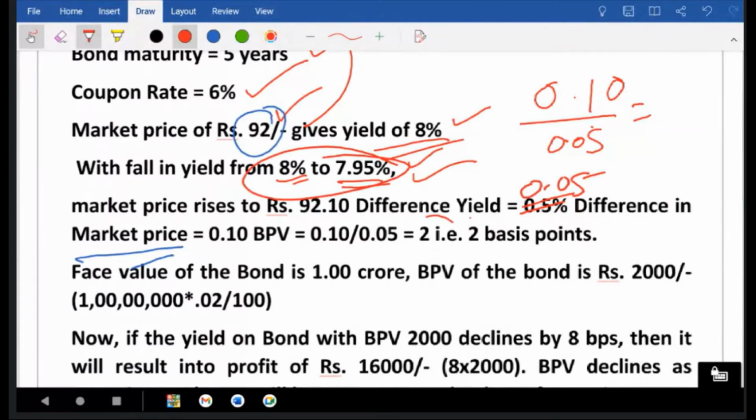So you can remember the formula. What is the formula? BPV is nothing but difference in market price divided by difference in yield. So you get what it changes.